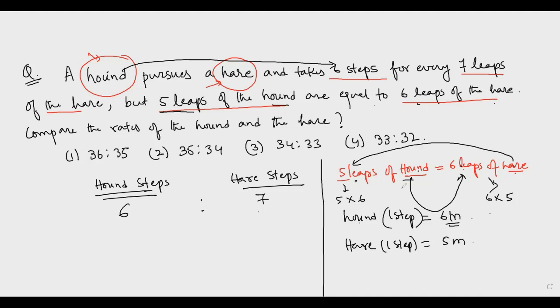So I can assume that this hound travels 6 meters in 1 step. Here the hare travels 5 meters in 1 step. Do you understand?